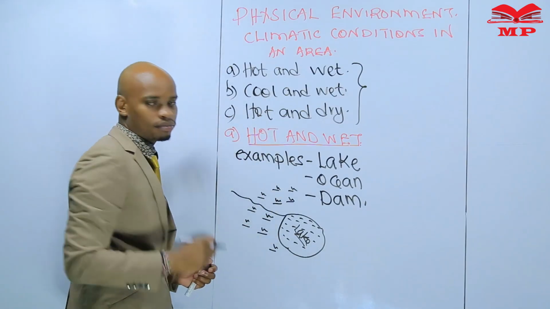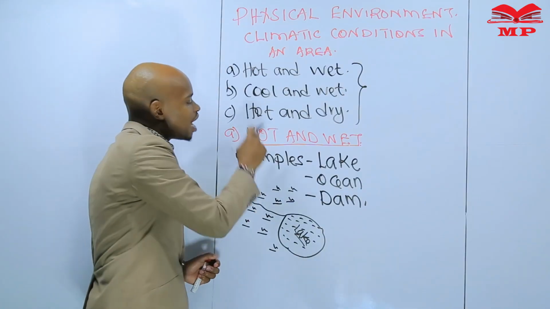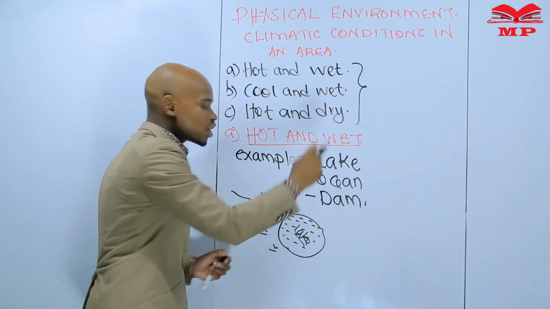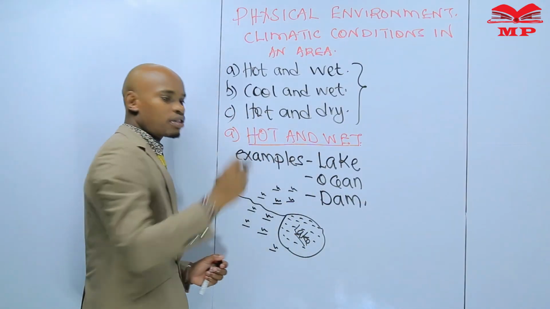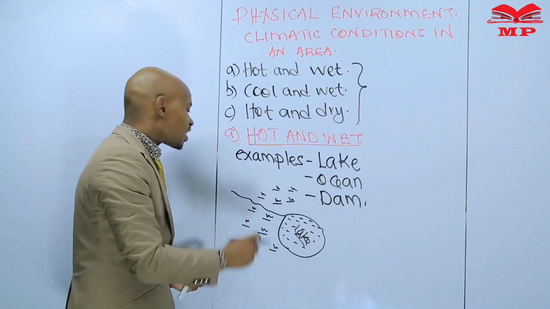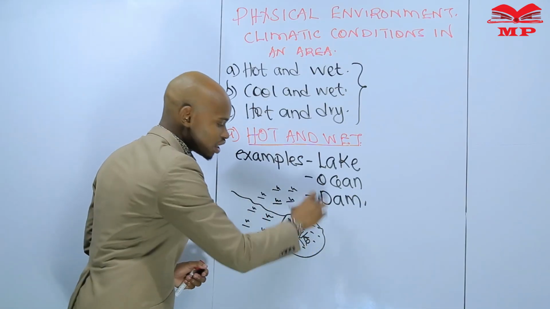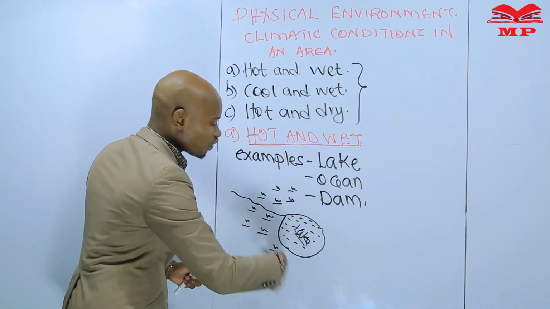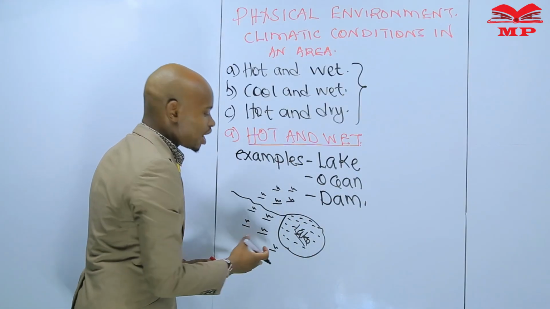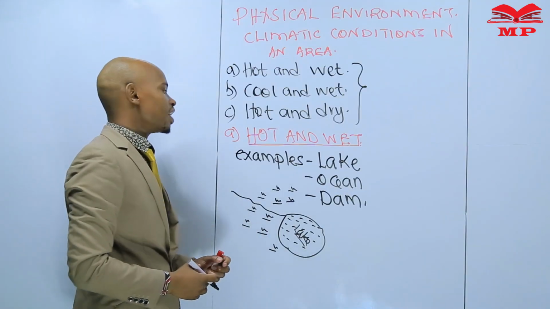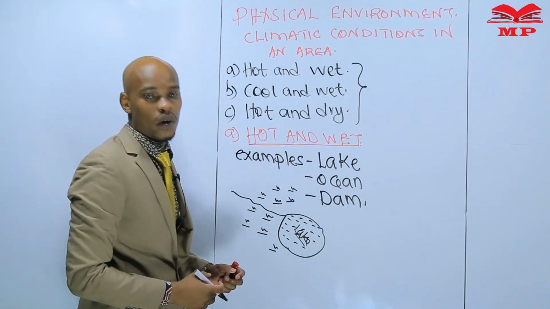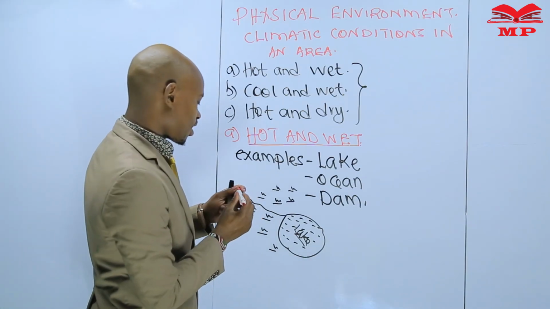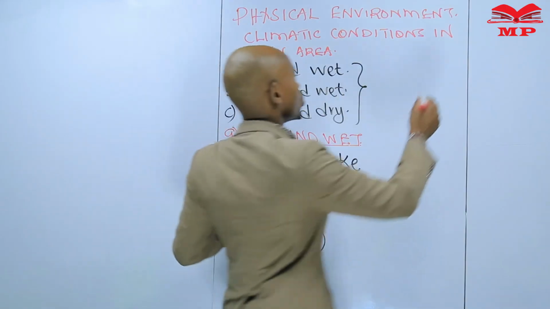So the only time you write that an area has hot and wet conditions is when there is a lake, or an ocean, or a dam with no scrubs or with scattered grass around it, meaning that lake has modified its surrounding and they are receiving convection or rainfall, and that area will be said to be experiencing hot and wet conditions.